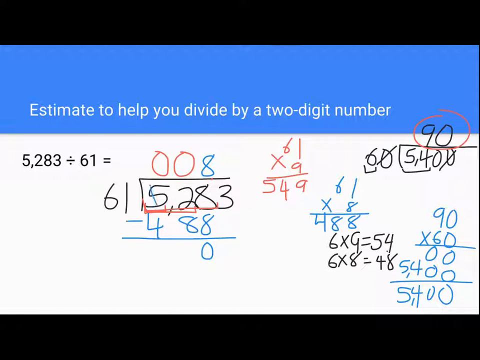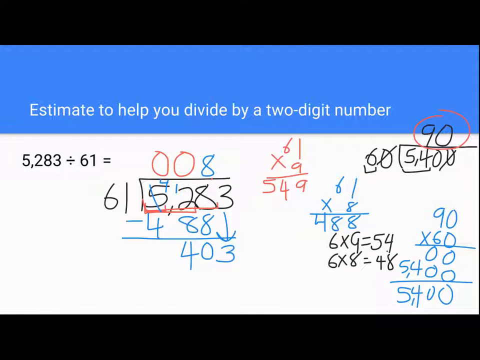2 minus 8, we need to regroup. So it's 12 minus 8, which is 4. 4 minus 4 is 0. So good, this answer is less than 61. Let's bring down our 3. Now we want to think, how many times can 61 go into 403? The way we can do this is think, what multiple of 6 gets us really close to 40? Well, 6 times 6 is 36, and 6 times 7 is 42. So I'm going to try 6, and let's see what happens.